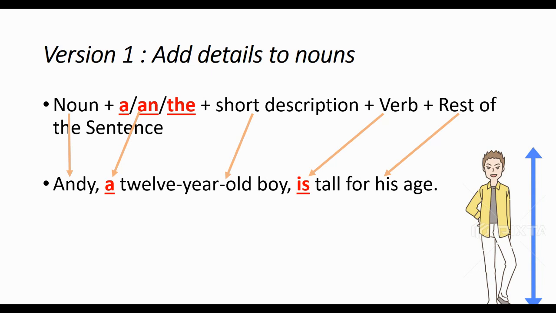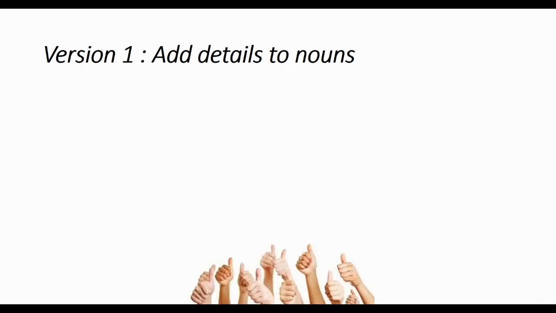Okay, some of you in your SLS homework online, you wrote Andy, 12-year-old boy, tall for his age. You need to ensure that your sentences are grammatically correct and that they make sense. Okay, so that was not a proper sentence. That was just merely combining short phrases together, and that is wrong. Okay, let's move on to another example.